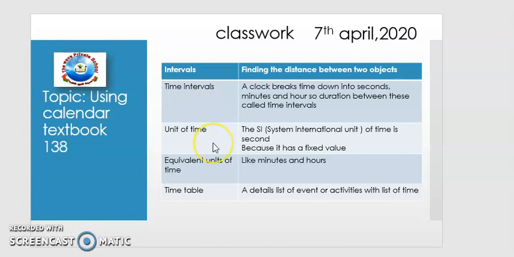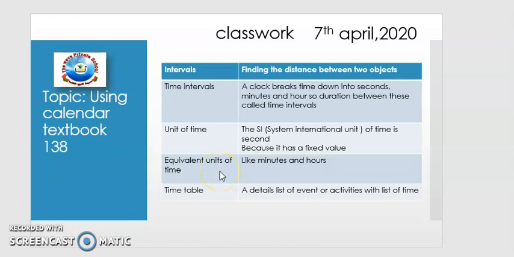After that, unit of time. Basically, there is one unit of time. The system international unit of time is second. Why? Because the second has a fixed value. It cannot be converted. For example, if you have 30 minutes and someone asks for those minutes in seconds, you need to convert minutes to seconds. But when you talk about seconds, it is the tiniest in the clock, so for seconds there is no need to do any calculation. For second, the value is a fixed amount. So the system international or SI unit of time is second.